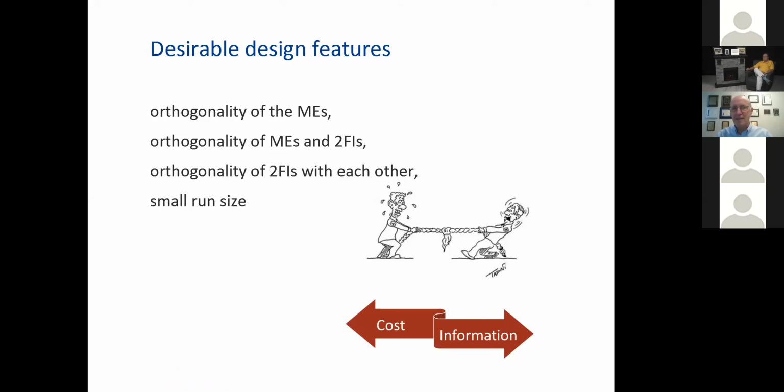There's this dynamic tension between the cost of a design, which is the amount of money that you're going to pay and the amount of time you're going to spend to do the experiment, and then the information that you can get from that experiment. And that's usually the source of a lot of negotiation between the investigation team and management.